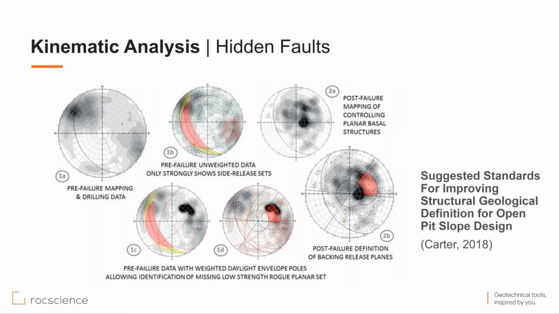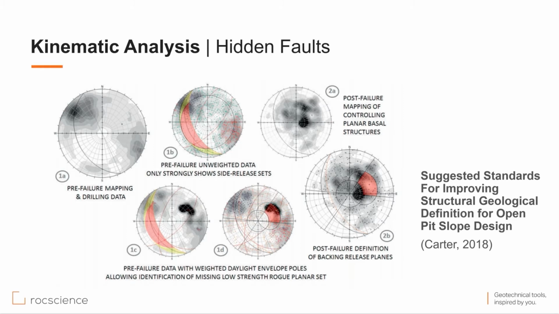Take a look at Figure 1B. For this particular slope, it would appear that the two joint sets control the wedge failure. However, when compared to Figure 2A, hardly any poles exist in the post-failure mapping, where the actual failure was controlled by planar sliding along the basal plane, as can be seen in Figure 2B.